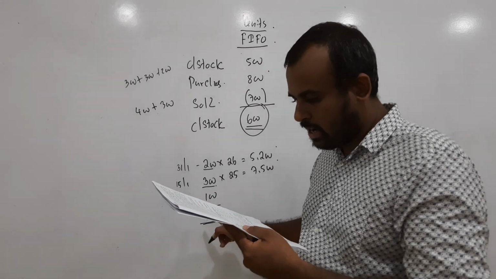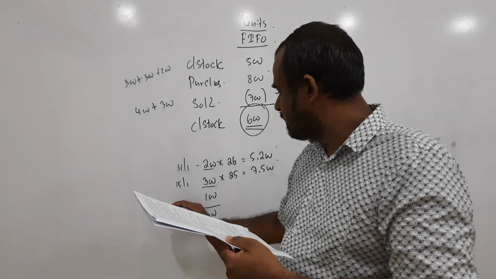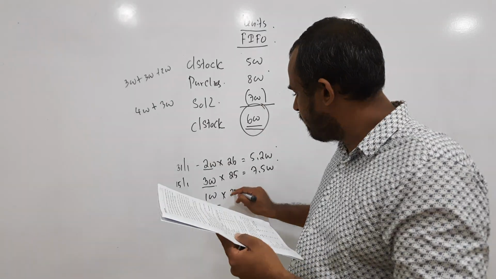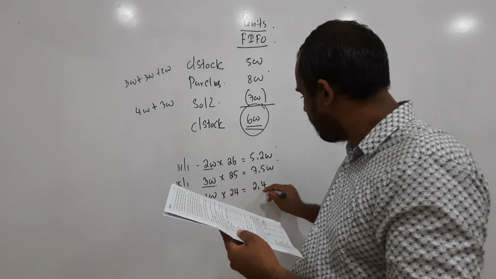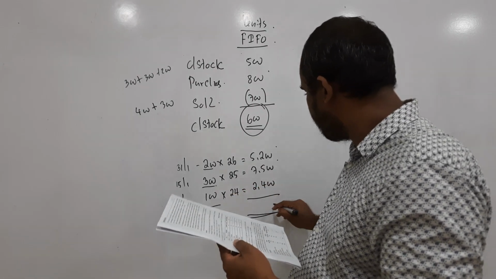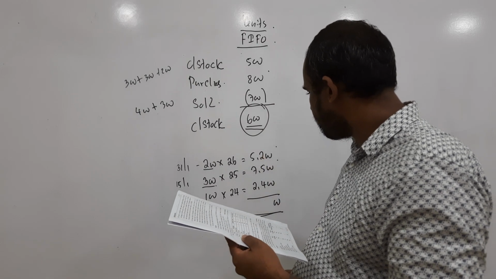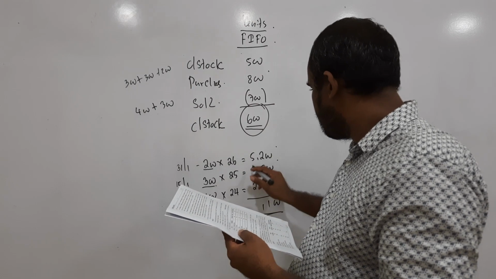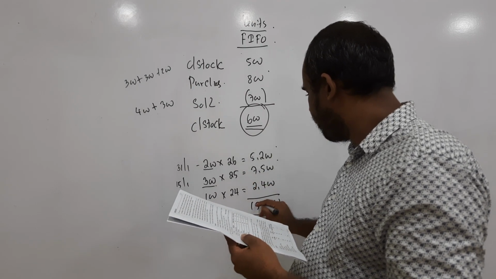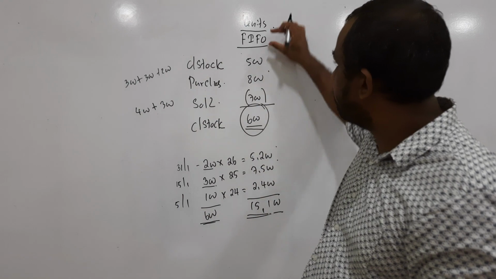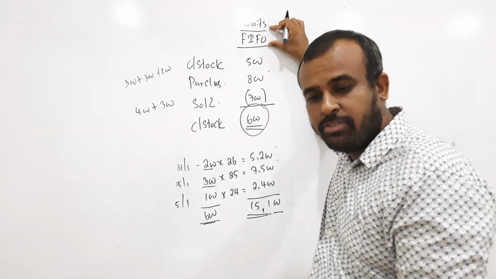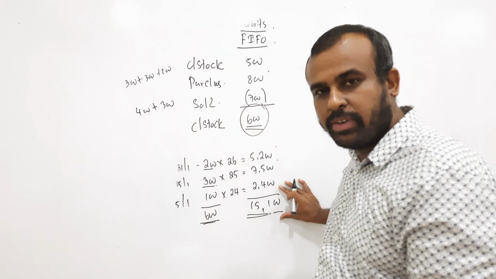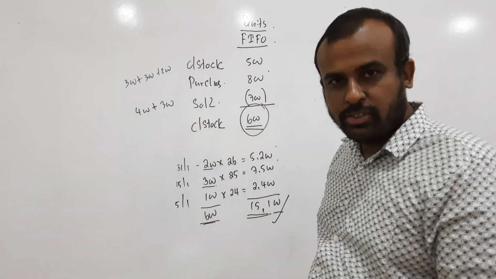That 100 would be from the purchase that you made on 5th January. On 5th January you made the purchase at 24, so it will be 2,400. And the value of the inventory becomes how much? 5,200 plus 7,500 plus 2,400, it's 15,100. Under the first in first out method, the cost of your closing stock will be rupees 15,100. Check whether your answer is correct.